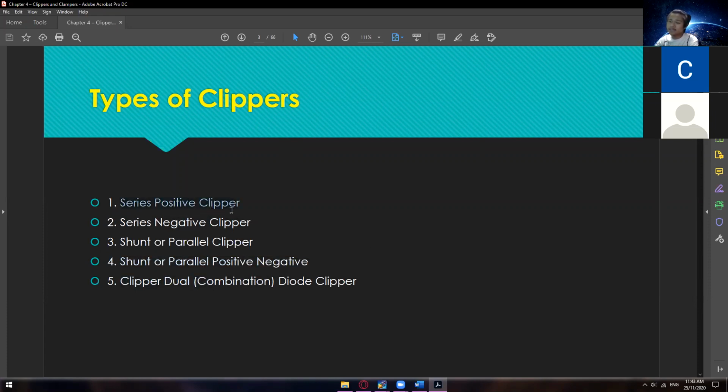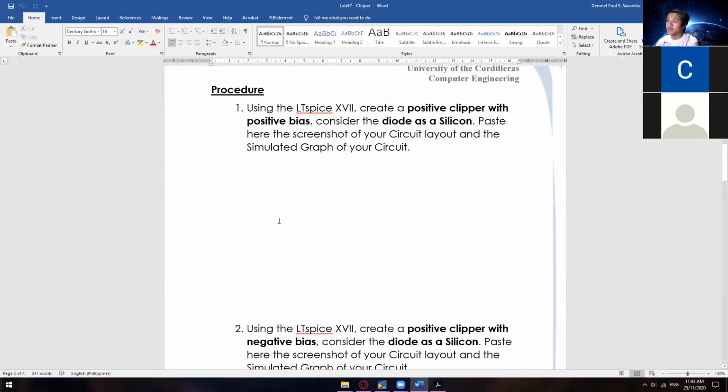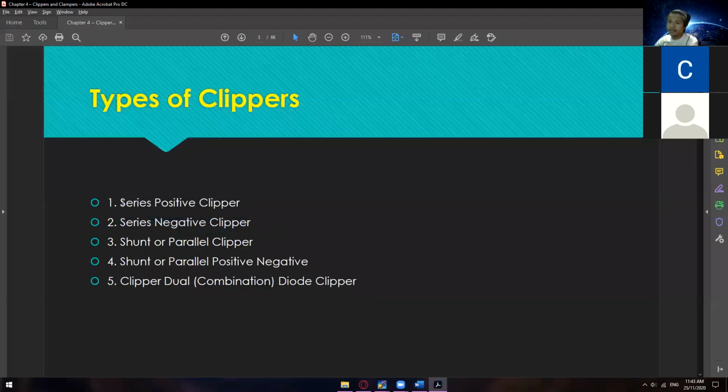Under series positive clipper, we have two: the series positive clipper with positive bias, and the series positive clipper with negative bias. The same with series negative clipper, we have two types: series negative clipper with positive bias, and series negative clipper with negative bias. For this laboratory number 7, I only include those two, and then this one. I didn't include the parallel connection anymore.